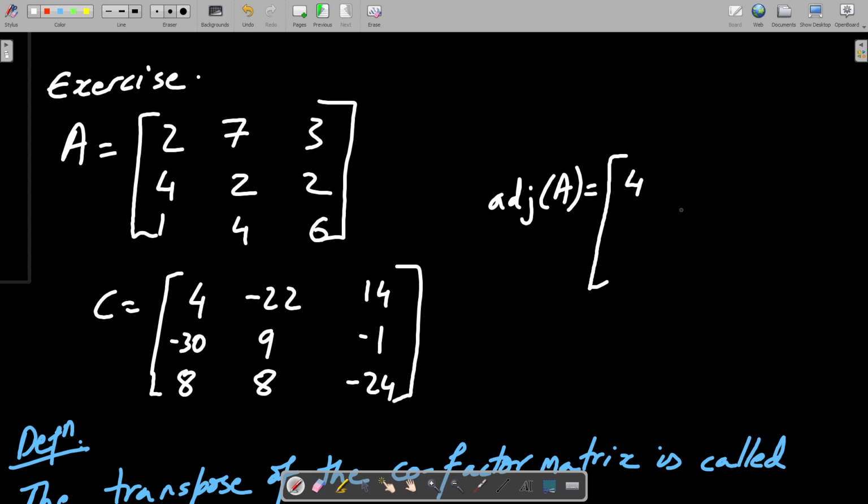So just write the diagonal again, 4, 9, minus 24. Okay, so just interchange this. 8. Okay, I interchange the rows and the columns over here. What were the rows? I wrote them as columns. What are the columns? I wrote them as rows. So that becomes your adjoint. Clear?